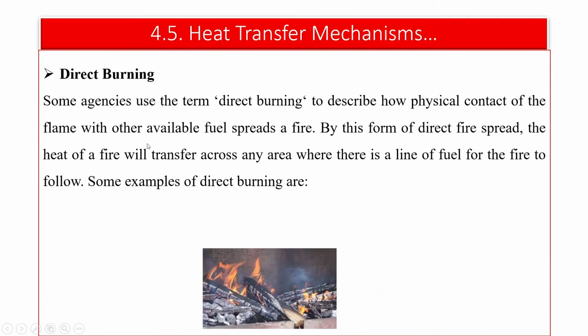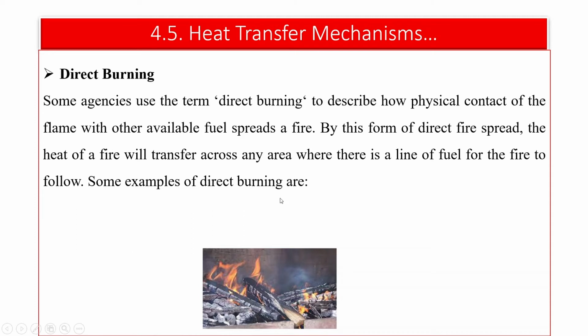Okay, direct burning. Some agencies use the term direct burning to describe how physical contact of flame with other available fuel spreads the fire. By this form of direct fire spread, the heat of the fire will transfer across any area where there is a line of fuel for the fire to follow.